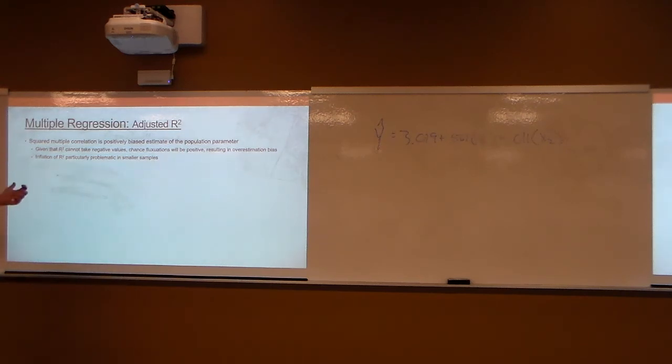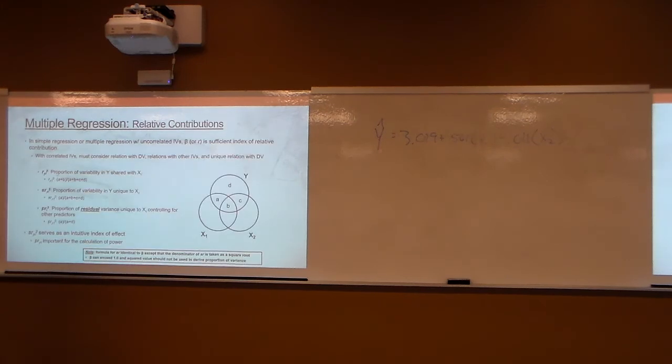And because it can't be negative, it's predicting negative variance. It's always going to be, at the minimum, 0. If you carry that 0 out far enough, it's not going to be 0, right? So we worry about R squared being an overestimate of the population parameter, particularly when we're working with small samples, right?